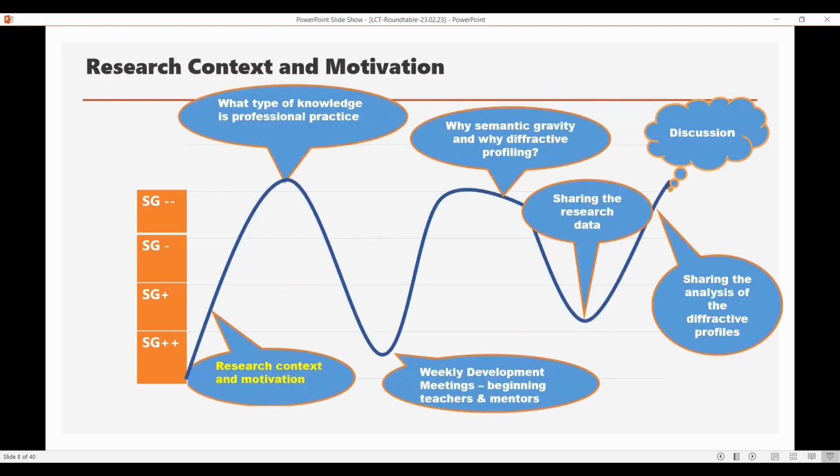So we're going to move now into the research context and motivation. And each time you see a slide like this will be the time to pause and to go back to your own profiling and just have a moment, perhaps thinking about how you're responding and engaging with that particular element of the session.